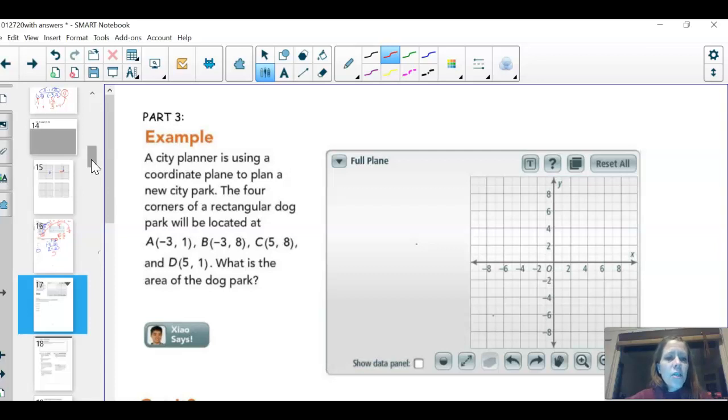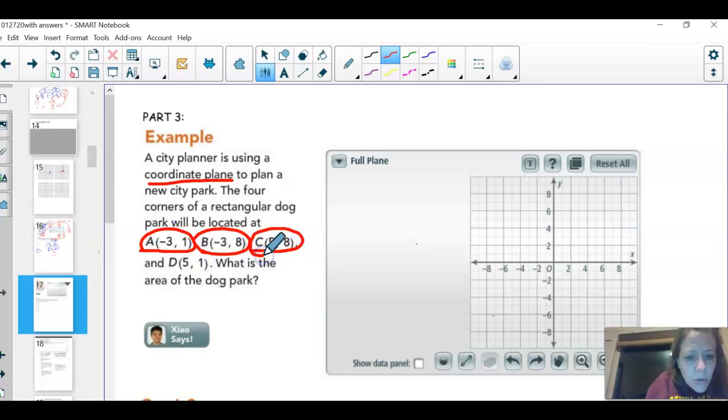So it says a city planner is using a coordinate plane. Okay, un planeador va a usar un plano cartesiano to plan a new city park. Y él va a planear un parque nuevo en la ciudad. The 4 corners, los 4 esquinas of a rectangular dog park, de un parque por perros rectangular, will be located at. Okay. La primera cosa que yo voy a hacer es yo estoy buscando por números importantes.